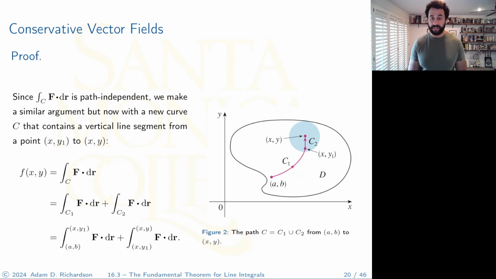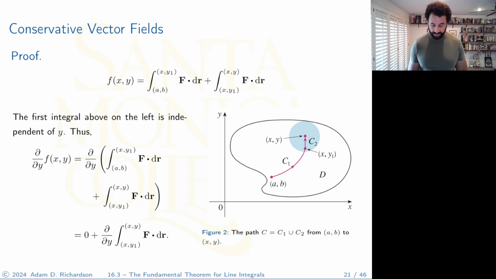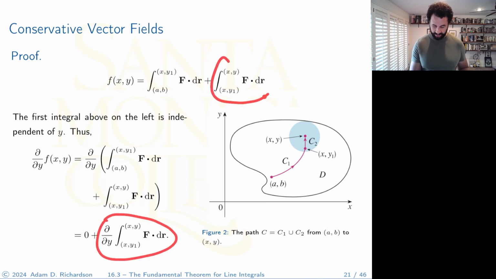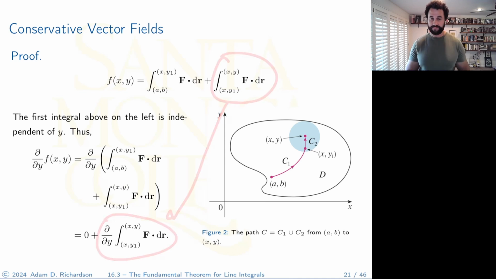Now, same kind of argument as before. If you look carefully here, this integral right here is independent of y. This does not depend on y. So that means if we differentiate this function with respect to y, we compute the partial with respect to y, this integral is just going to become 0 right here. And then we're left with the derivative with respect to y of the second integral right here. That's all that's left.